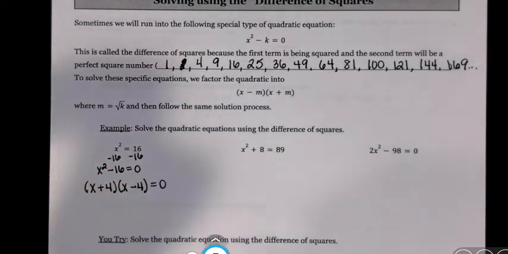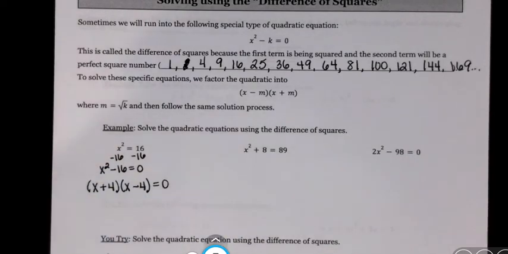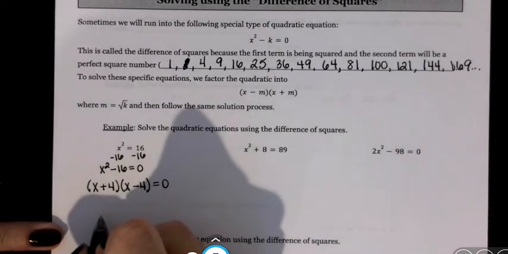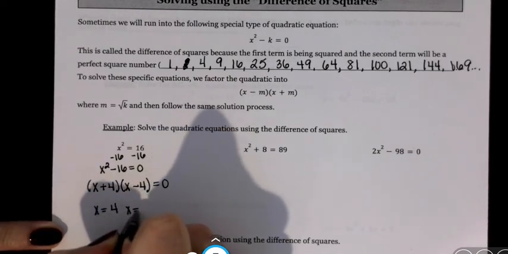You could go through the long way of making your t-chart, numbers that multiply to negative 16 that add up to 0. Since we're missing that middle term, our b value is technically 0. You would still get positive 4 and negative 4 as the pair that you want. When we set these each equal to 0, we get x equals positive 4 and x equals negative 4.